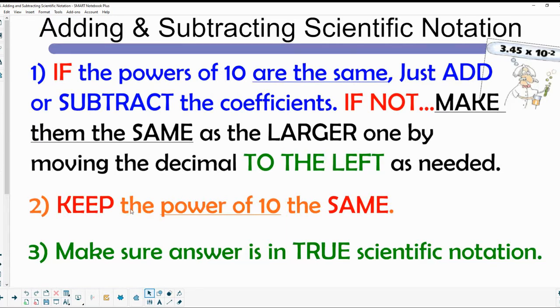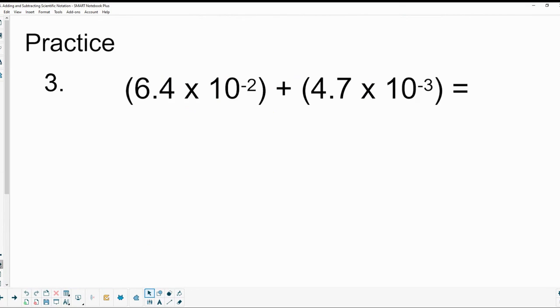So if we recall what we learned yesterday, adding and subtracting scientific notation, if the powers of 10 are the same, just add or subtract the coefficients, the numbers at the front of the parentheses. If they're not the same, we have to make the exponents the same. So we make the smaller exponent the same as the larger one by moving the decimal to the left or to the right as needed. And we need to keep the power of 10 the same. And then when we're done, however we're doing these, make sure that the answer is in true scientific notation. So let's try a few practice problems.